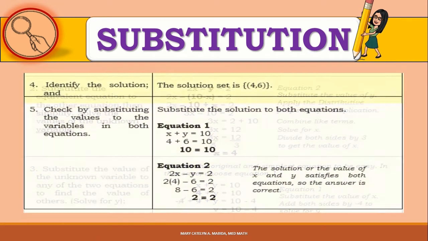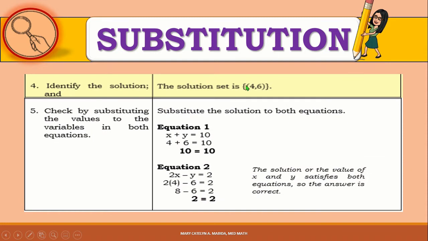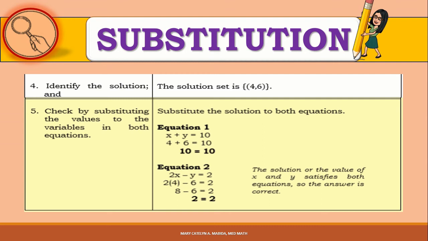Now, we are going to identify the solution, which is (4, 6), and substitute these values into both equations to check if they are really the solution to the system. And that's right. When we substitute 4 and 6 to x and y, 10 is equal to 10. In the same manner for the second equation, 2 is equal to 2. The solution, or the values of x and y, satisfies both equations, so the answer is correct.